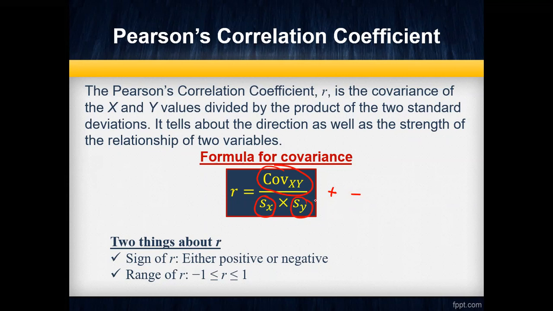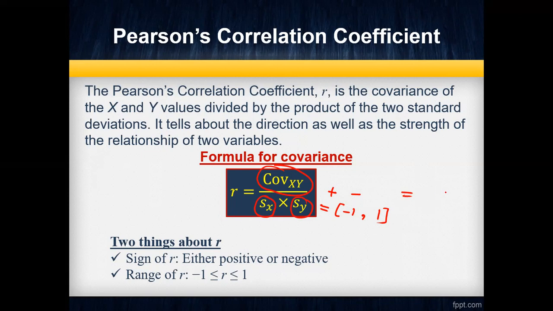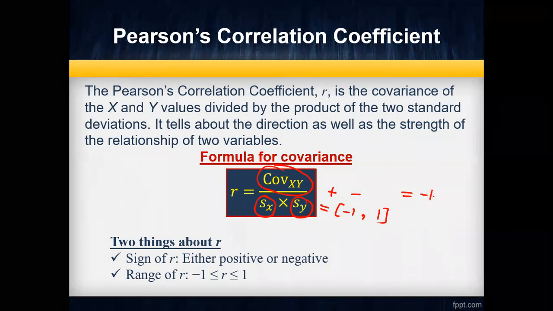The second thing that you need to check is that your answer must be within the range from -1 to 1. If your answer is outside this range, you need to check your calculation because you made a mistake. For example, if the Pearson correlation coefficient comes out to be -1.6, check your calculation. You made a mistake because your answer cannot go beyond this range. Your answer must be inside this range.